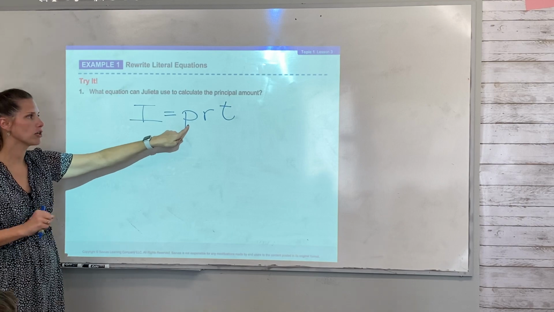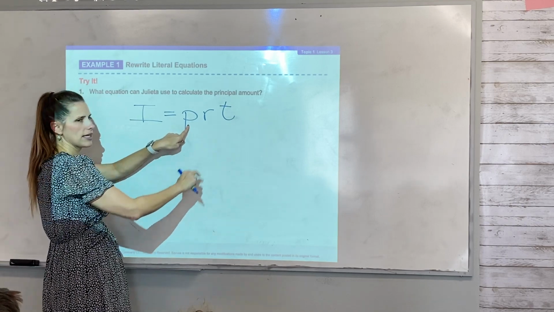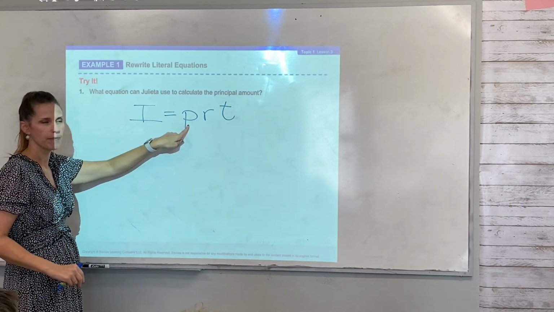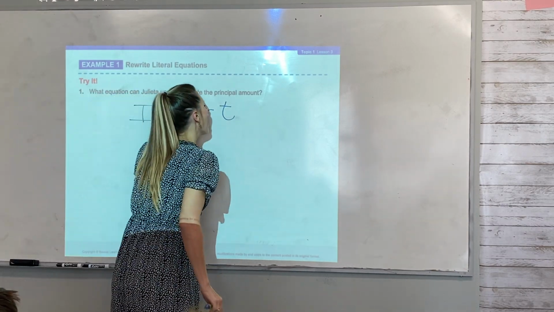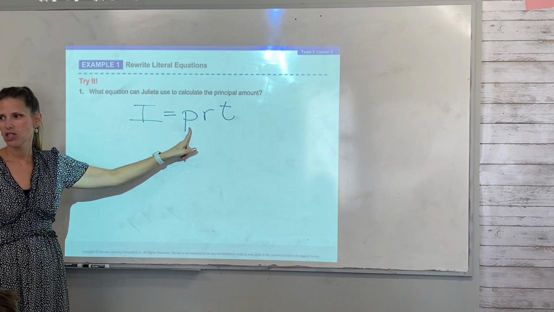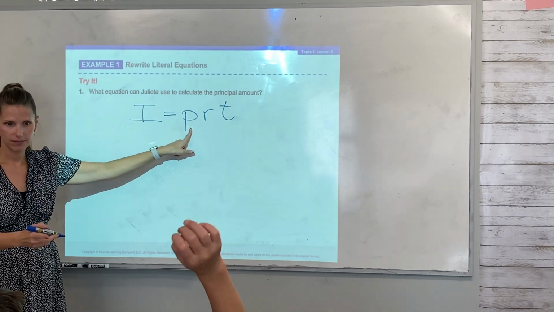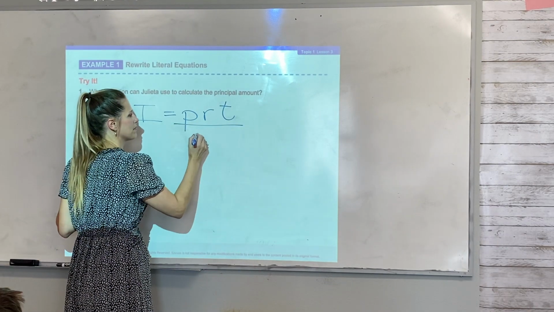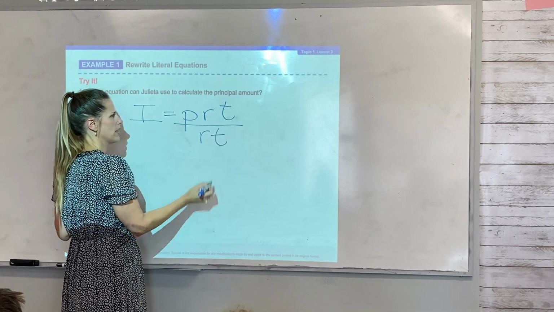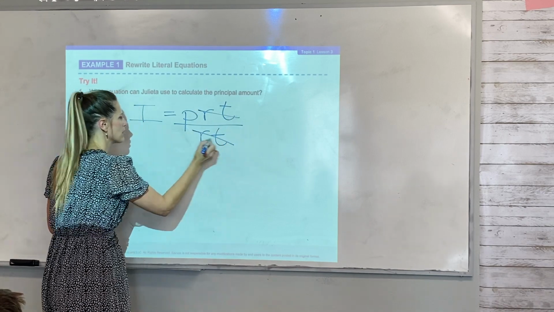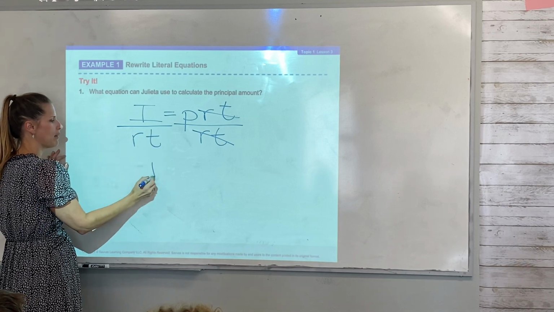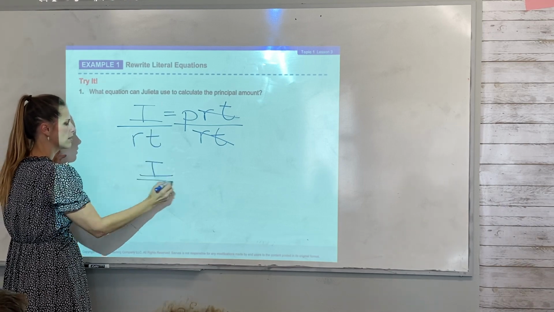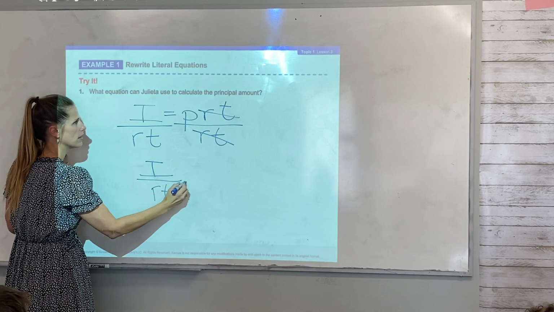Isolating the P means getting rid of the PRT. Can I just tell them to go away? Go away! It didn't work. So how do I get rid of them? You divide. Divide by it. Cancel, do the same thing to the other side, and now look at my beautifully rewritten equation: I divided by RT equals P.